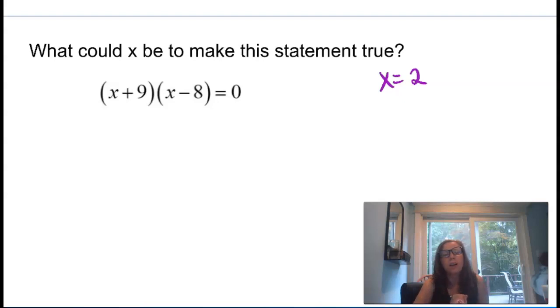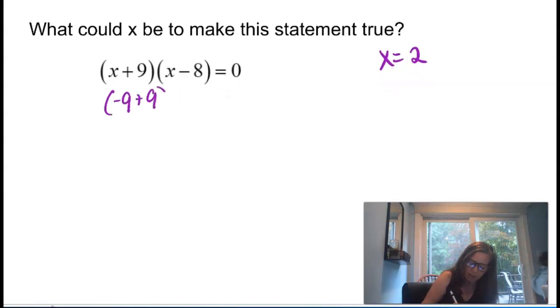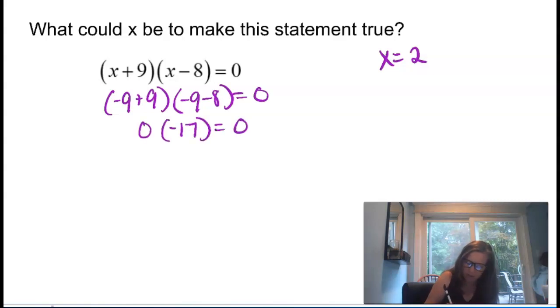If this whole thing turned 0, and then I multiplied it by the other binomial, it doesn't matter what would be in the pink binomial. If the yellow one was 0, it's going to turn both to 0. So looking at just the yellow, what would the value in there give so that I would get 0? Just negative 9, right? If you had negative 9 plus 9, that would give you 0 times negative 17, which is true.